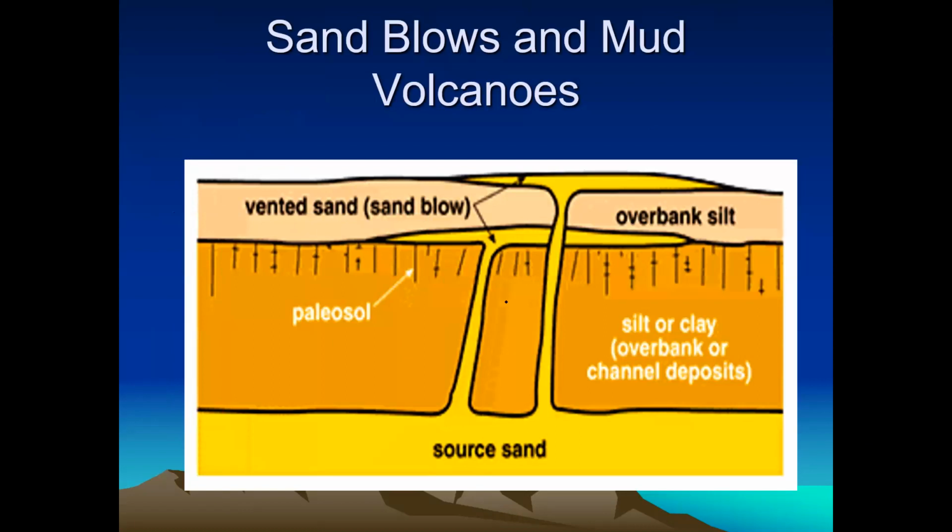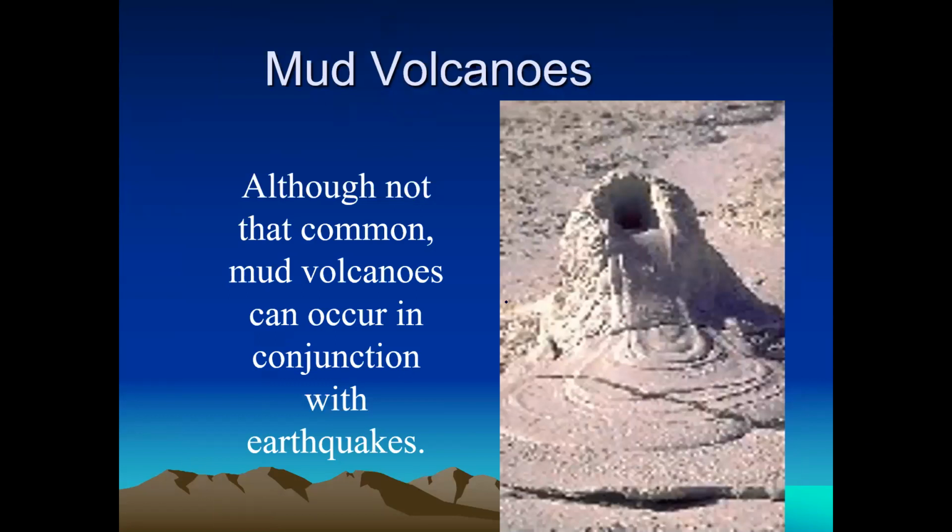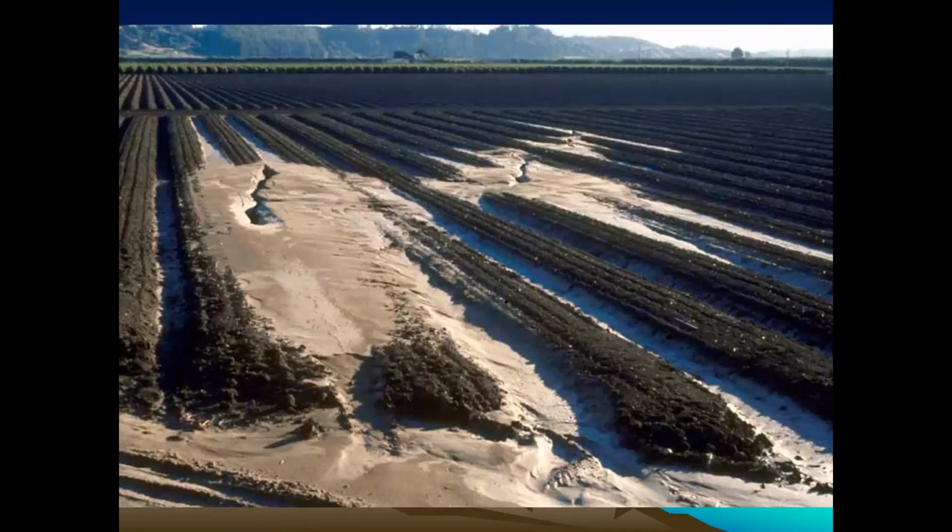Sometimes the water molecules become pressurized and they blow out of the ground, and they bring sand or mud with them. That's what we're looking at. That's a mud volcano. And these are sand blows. These are farm fields in Watsonville. This happened during the 1989 Loma Prieta earthquake. So those fields are basically ruined because all of that sand is covering these crops.